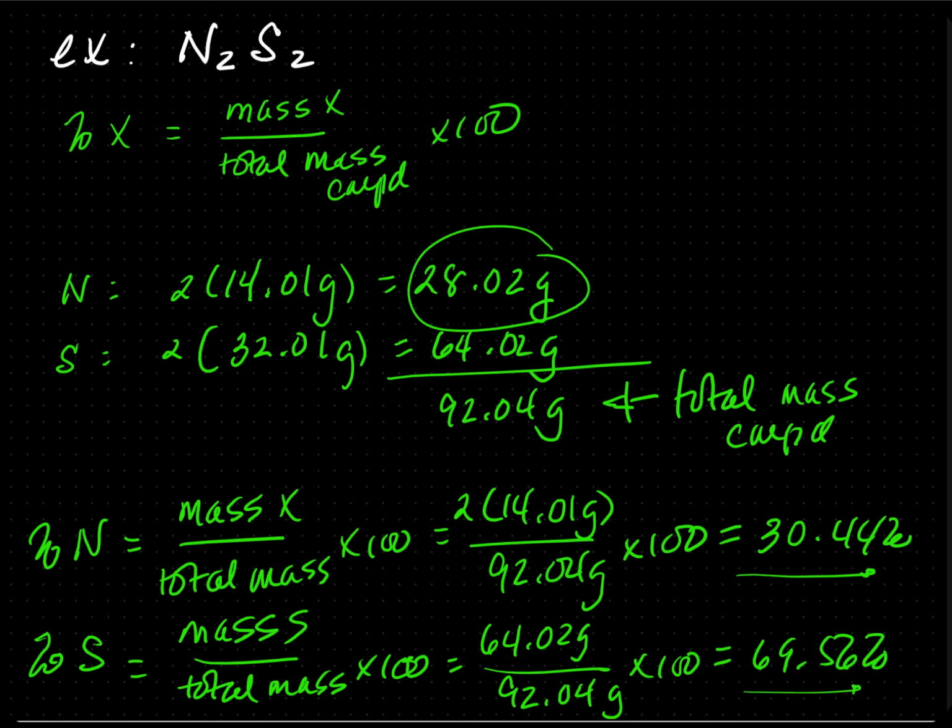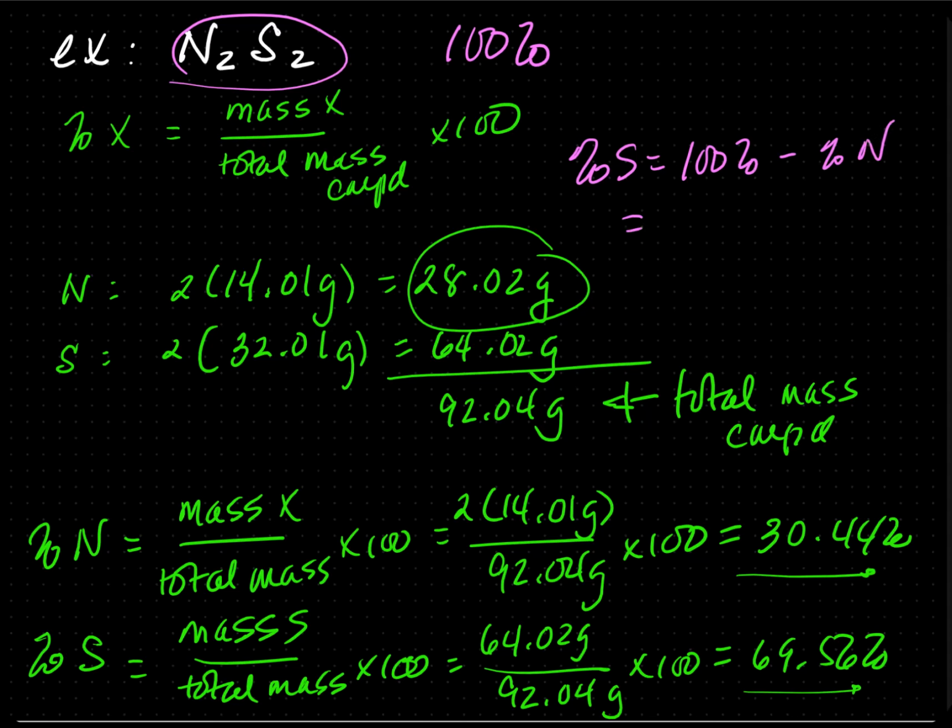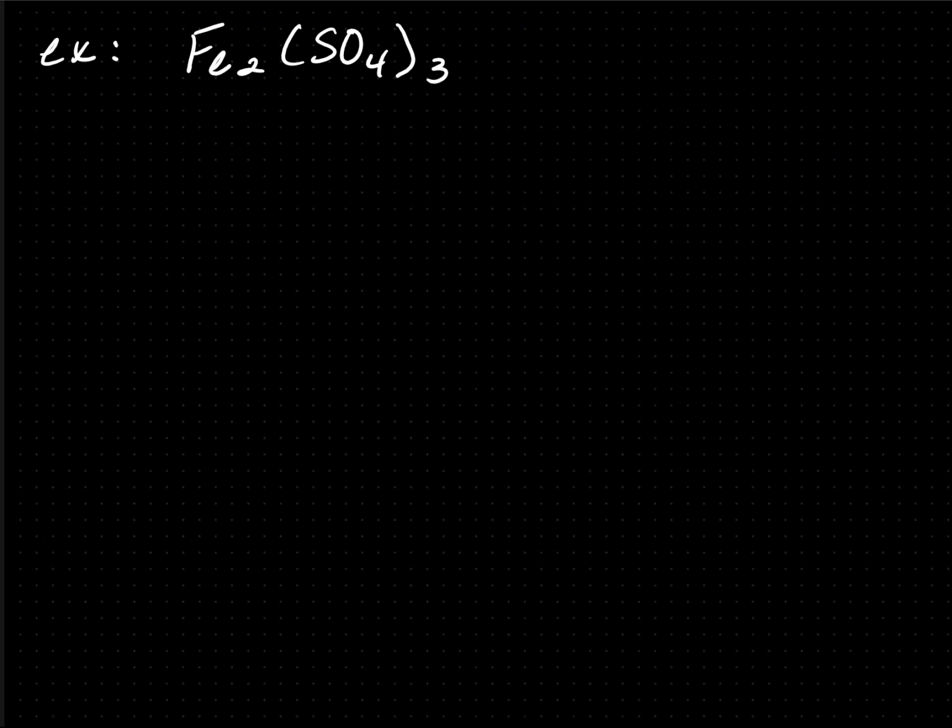Once you solve for nitrogen, the other way we could solve for sulfur: nitrogen and sulfur add up to 100%. If we know the percent of one of the elements, we could solve for the other by subtracting from 100. So the other way we could solve for percent of sulfur is going to be 100% minus the percent of nitrogen, and this will be 100% minus 30.44%.